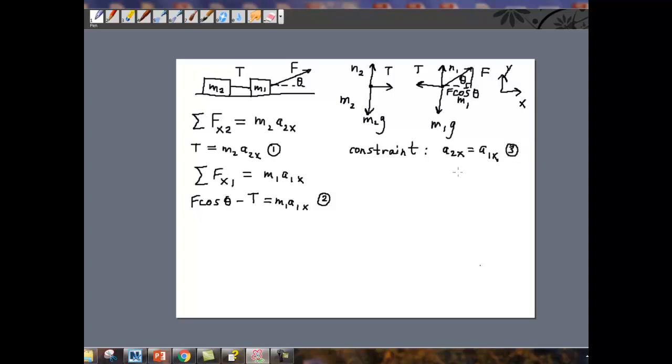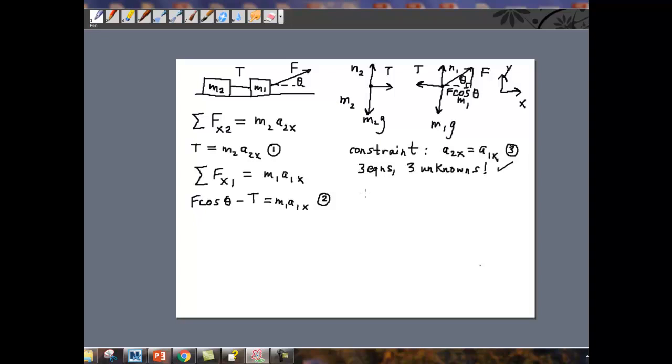So now we have 3 equations with 3 unknowns. So let me just write that down. 3 equations, 3 unknowns. Remember, the 2 accelerations are the unknowns as well as the tension. And this is important because now, in principle, we can solve the problem. We have enough information to do it.